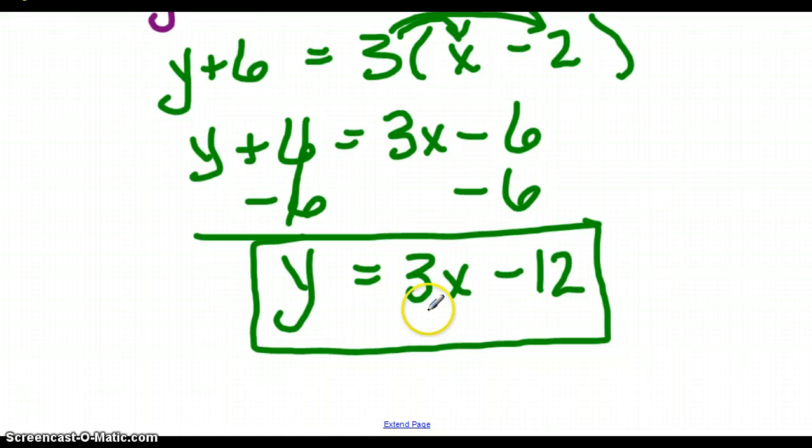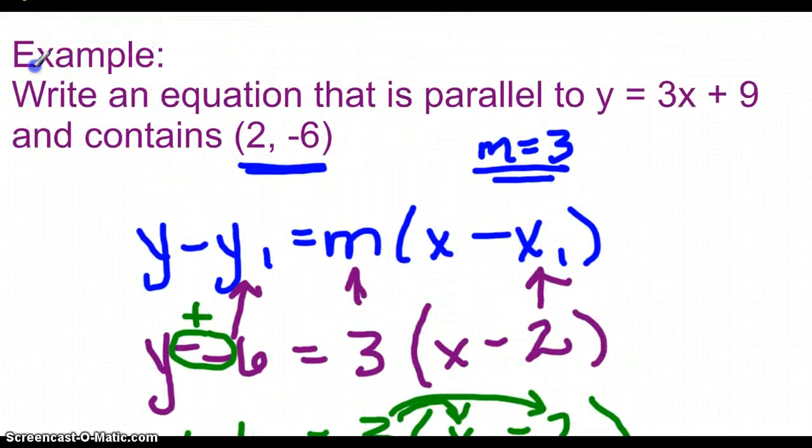Now you could tell this has a 3 for the slope just like the other one. But by having a different point, I was able to get -12 as my y-intercept. Remember, originally +9 was my y-intercept. So that gives you an idea of how to deal with the parallel lines.